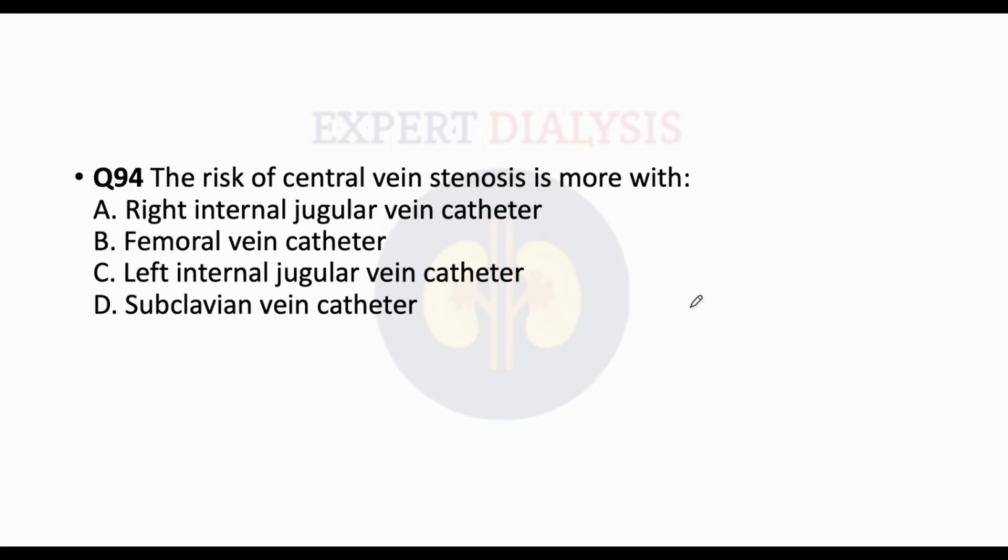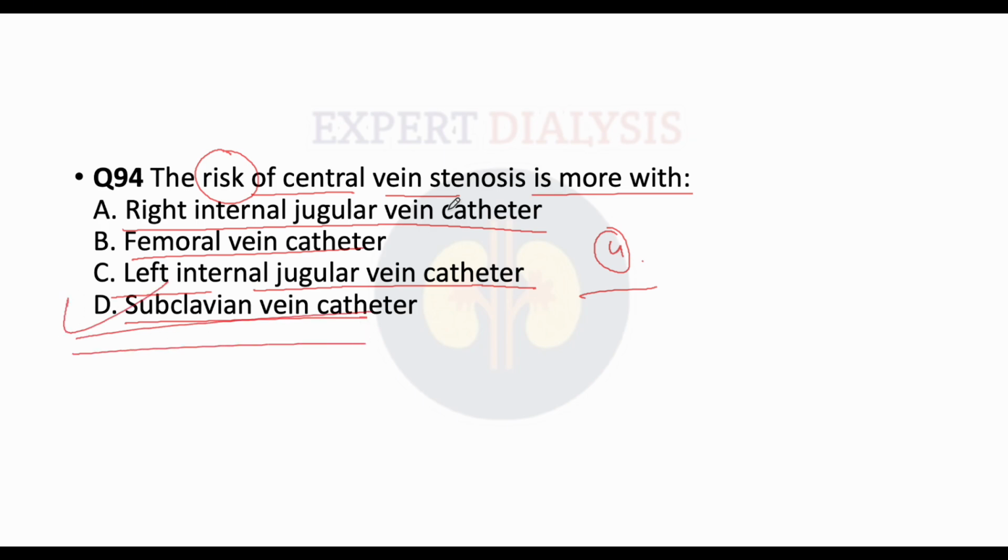Moving ahead to the fourth question, it says, the risk of central vein stenosis is more with. So we have 4 options and we have to find the one which has the most risk. Option A is right internal jugular vein catheter, option B is femoral vein catheter, option C is left internal jugular vein catheter, and option D is subclavian. I guess everyone knows this. The subclavian vein catheter has the highest risk of central vein stenosis.